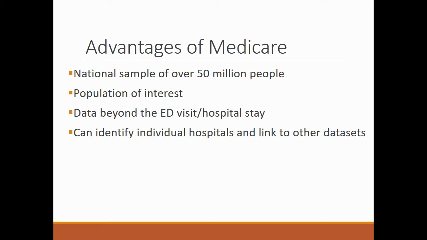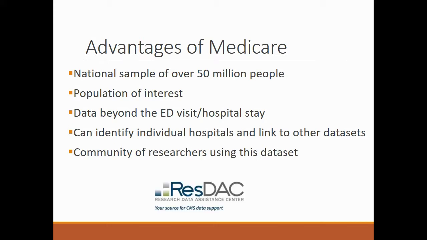Also, unlike some of the other survey data sets used in emergency medicine, you can identify individual hospitals based on their provider number, and you can link to other data sets because of that. You'll have patient-level zip code, hospital-level zip code, and you can identify the actual hospital and link to a number of rich supporting files. There's a good community of researchers using this data set to rely on and get additional information. And ResDAC, which is the CMS basically support center for Medicare data, is really responsive and available to answer your questions.